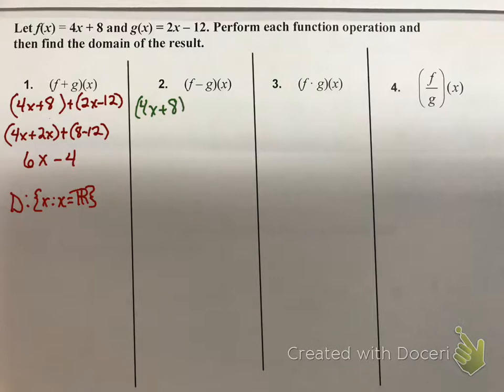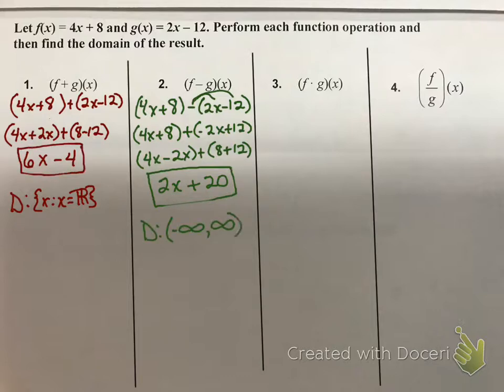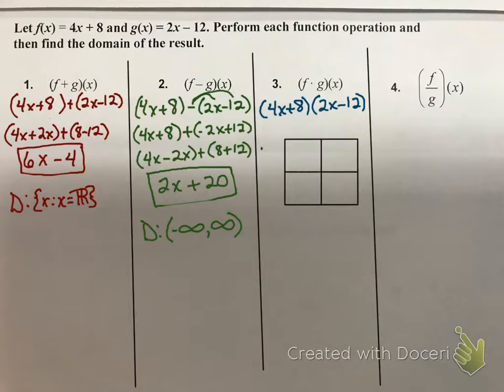Then I've got 4x plus 8 minus 2x minus 12. Distribute that negative. That gives you negative 2x plus 12. Combine like terms. That gives you 2x plus 20. The domain is all real numbers. I actually made some pretty good infinity symbols on this one. Okay, let's redo that one.